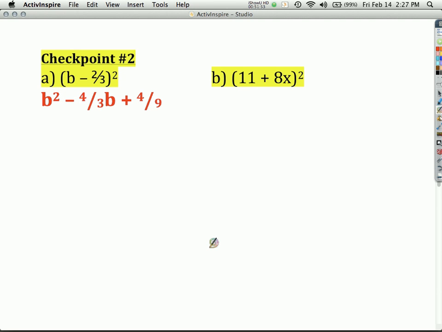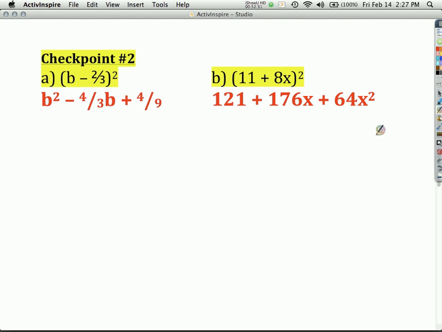Sebastian, what'd you get? 16x squared plus 176x plus... Okay. 64x squared plus 76x plus 23. Okay. Why? Okay, well, just go ahead and tell us. Okay. So what we were looking for was 121 plus 176x plus 64x squared.